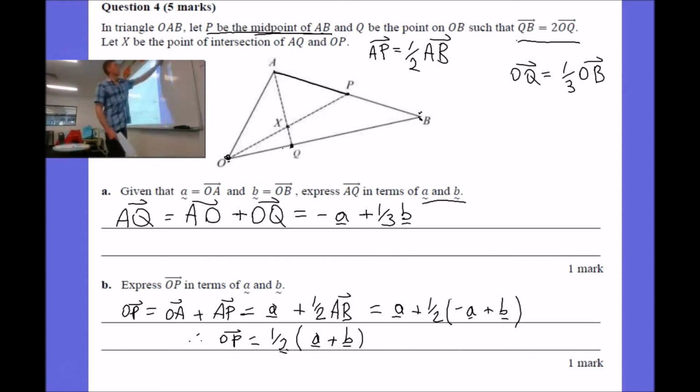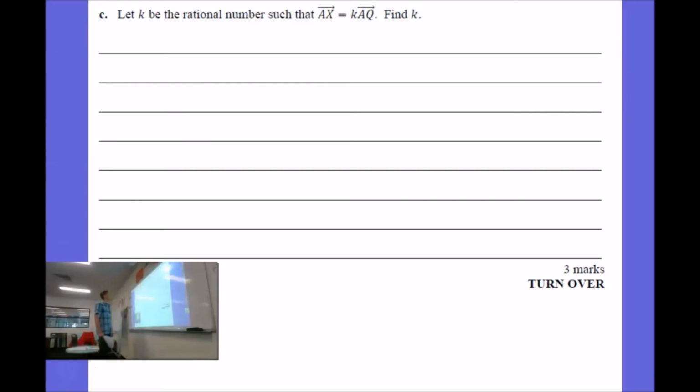All right, now what do we do next? Now, let k be the rational number such that A to X is some rational fraction of A to Q. All right, so we have this part, A to Q, from the previous question, part a. So let's start there. A to X is going to be some multiple of A to Q. Now, A to Q was, from part a, a third of b minus vector a.